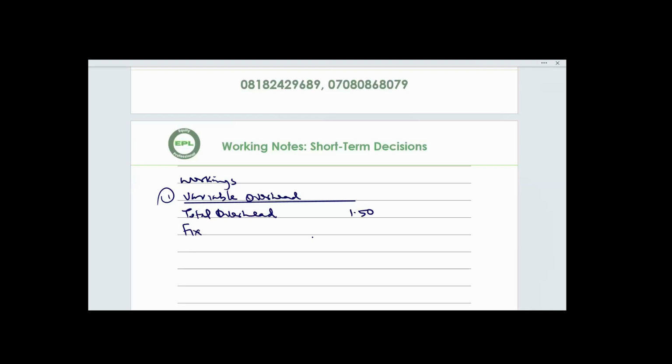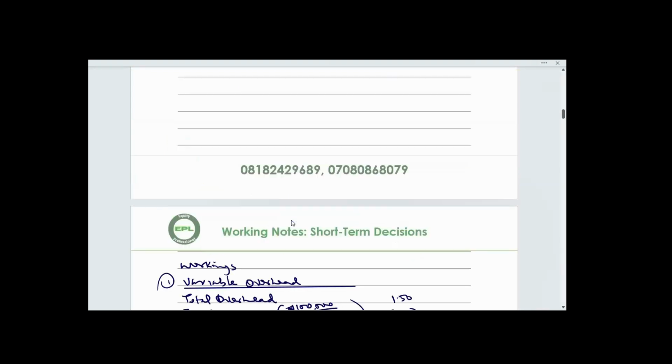Then fixed overhead, we have identified from the question that we are given a fixed charge of 1,000 naira at the activity level of 100,000 boxes. So fixed overhead per box is 1 naira. If that is the case, the variable overhead is 50 kobo. That's what the examiner has hidden for you in the question. Now that you know the variable overhead, I can then proceed.